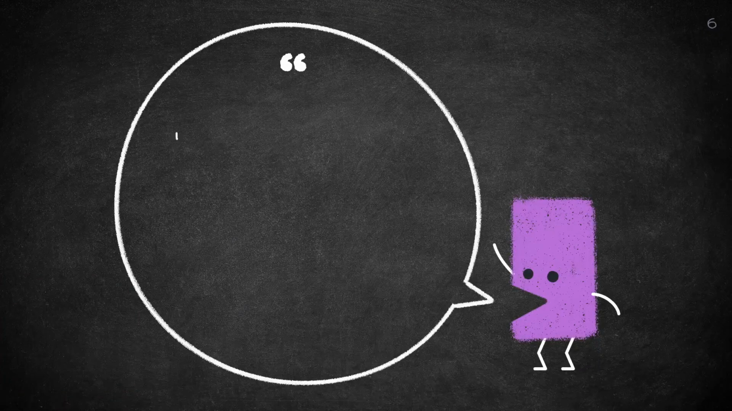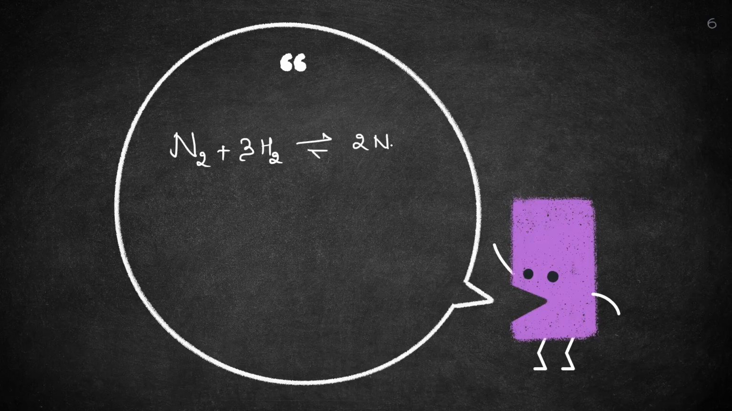Let's have a look at a reaction. Let's say nitrogen is reacting with hydrogen and ammonia is formed. Now, let's say you increase the concentration of hydrogen. Hydrogen is on the left-hand side. So if you increase the concentration of hydrogen, how will you counteract the change? How will the Le-Chatelier principle apply?